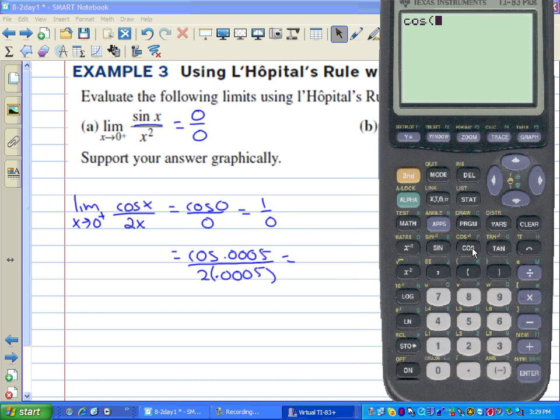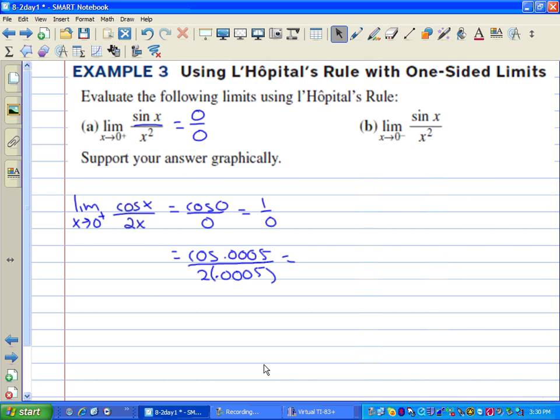So we have cosine of 0.0005, and then divide that by 2 times 0.0005. And what you're going to get is a very large number. Now, the closer you get to 0, the bigger that number is going to be. So when you get 1 over 0, it's a one-sided limit. It actually goes to infinity. Infinity is the answer for that one.